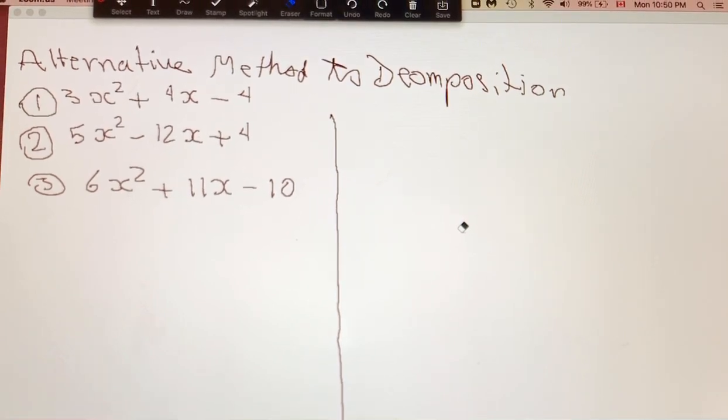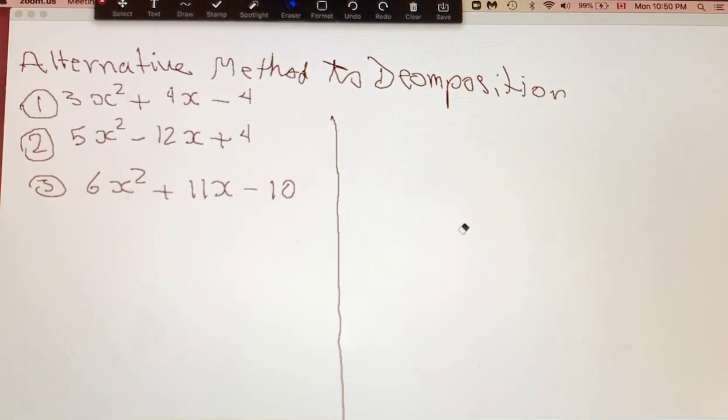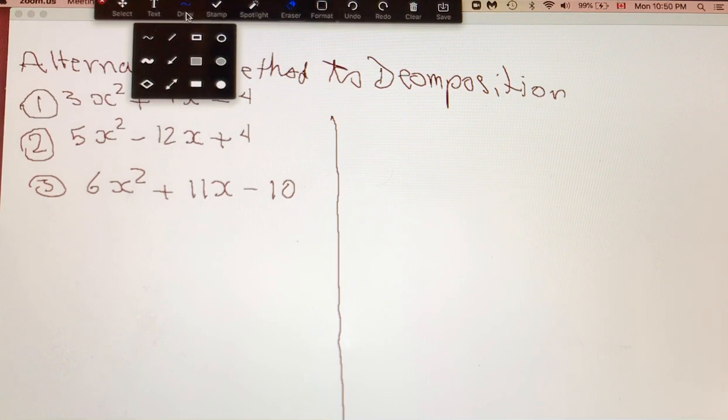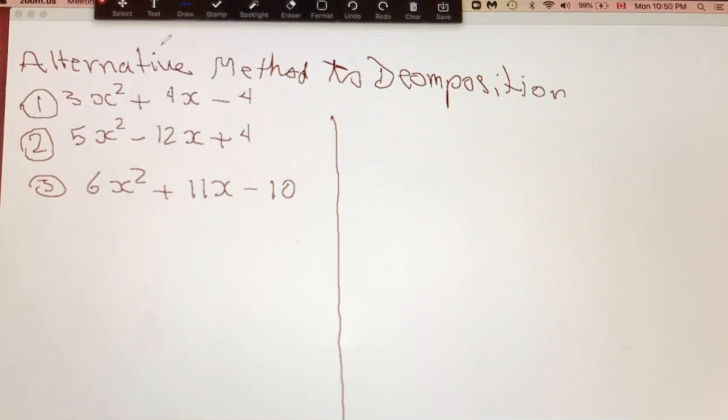Today I'm going to show you another way of factoring trinomials with leading coefficients, not using decomposition. This way is a bit faster. It takes half of the time of doing decomposition, so just bear with me here.